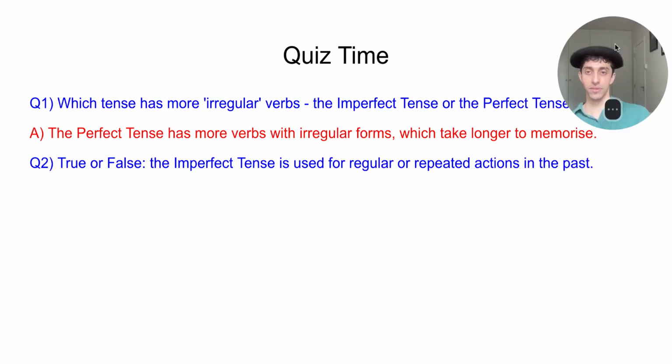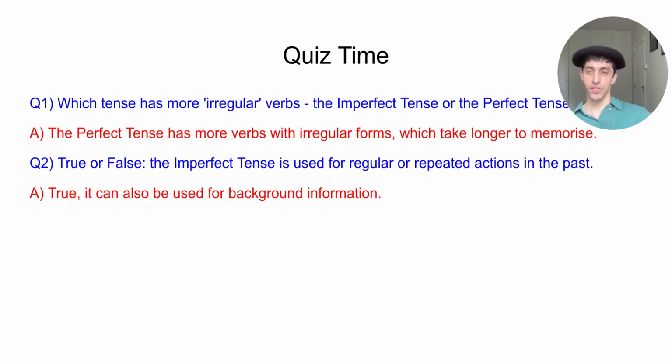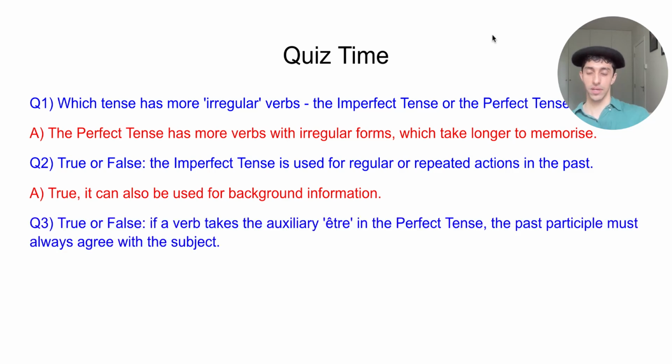Okay, question two then. True or false? The imperfect tense is used for regular or repeated actions in the past. Is it true or is it false? I'll give you a few seconds to think through this. Okay, let me show the answer then. So this is definitely true. It can also be used for background information, although most commonly for regular repeated actions that happened in the past and not one-off actions. One-off actions would go in the perfect tense instead.